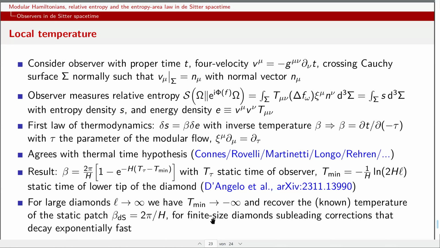Of course, if you have a finite size diamond, then there are some subleading corrections, but essentially you get 2 pi over h.